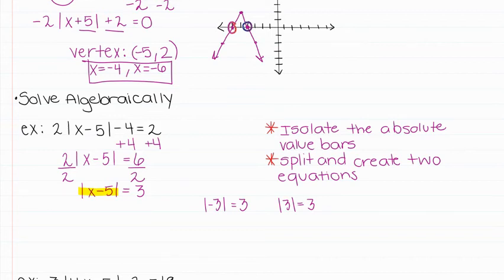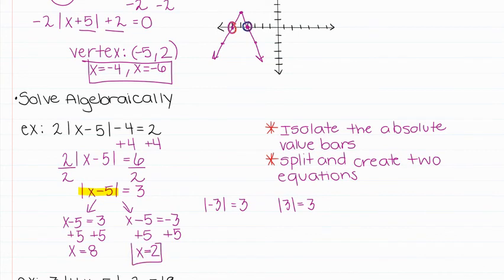So that's the reasoning behind it. Now, for a lot of you, you don't really care why it works and you just want to know the memorization. So once you get to this piece, you just split it, and you are going to create one equation that's equal to the positive number and one equation that's equal to the negative number. So basically what that's saying is whatever is inside could be +3 or -3. And then you just solve it. So I'm going to add 5 to both sides. So in this case, x would equal 8. And then I'm going to add 5 here. So -3 plus 5 would be 2. So you have x equals 2 and x equals 8.